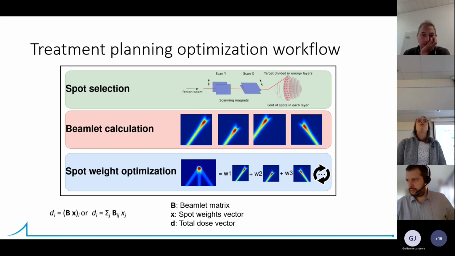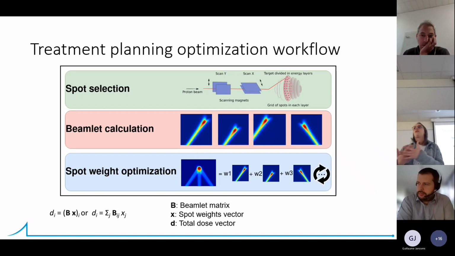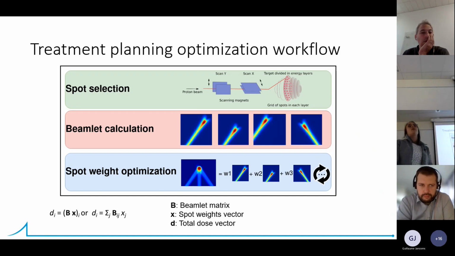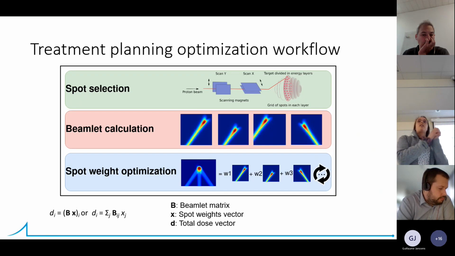This stage is done using a ray tracing operation. This ray tracing was written in C, but was wrapped with Python. Then, once we have this list of spots that have X and Y position, energies, gantry angle, etc., we can go to the second stage of the workflow, that is the beamlet calculation. What is a beamlet? The beamlet is the 3D dose distribution inside the patient. So each spot has a 3D dose distribution, and we need to simulate this dose.